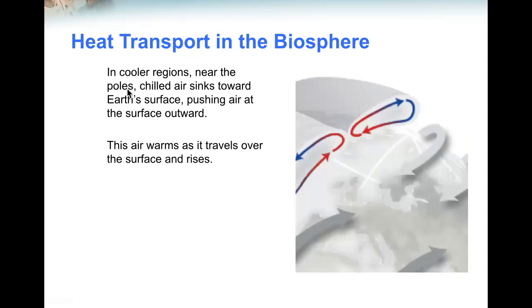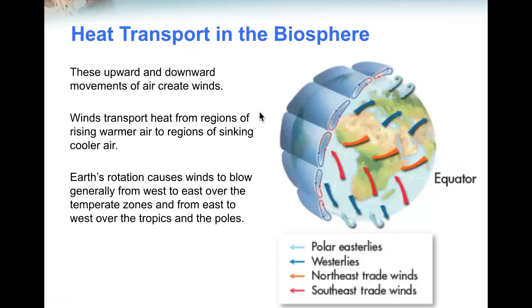In cooler regions near the poles, chilled air sinks toward the Earth's surface, pushing air at the surface outward. So as it cools, it sinks and then pushes outward. The air warms as it travels over the warmer surface of the Earth and then rises again. These upward and downward movements of air create winds. Winds transport heat from regions of rising warmer air to regions of sinking cooler air. Earth's rotation causes winds to blow generally from west to east over the temperate zones and from east to west over the tropics and the poles. This way and this way.